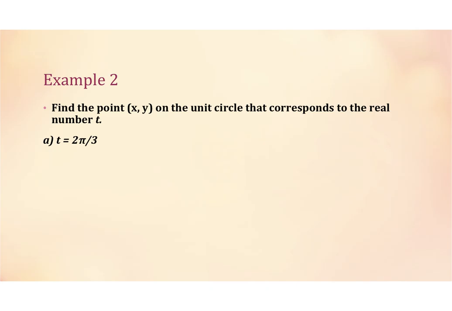Okay, so now take it a step further. Now it's going to give you the angle. Find the point x, y on the unit circle that corresponds to the real number t. Now I'm giving you the angle. What's the denominator on this angle? Over 3. If you know your over 6s, over 4s, and over 3s, you already know this coordinate point. You just have to figure out where it is. So π/3 has the coordinate point 1/2 and root 3 over 2.